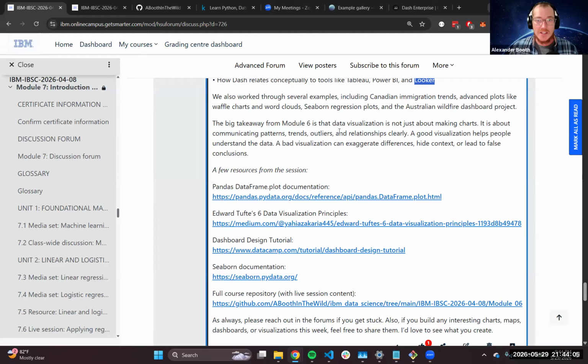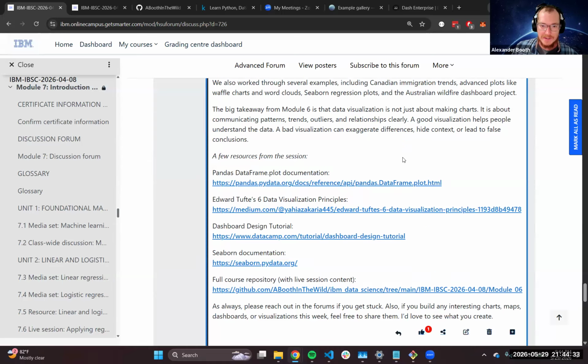Big ideas from week 6. Data visualization is not just about making charts, it's about communication: communicating those patterns, trends, outliers, and relationships, making sure that less technical stakeholders or even non-technical stakeholders understand the data. Bad visualization can exaggerate differences, hide context, and lead to poor decision making and false conclusions. With great power comes great responsibility. It is your responsibility to be truthful and to tell good stories with your data.